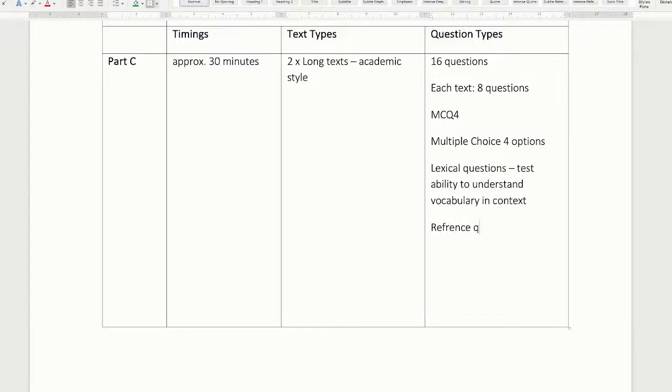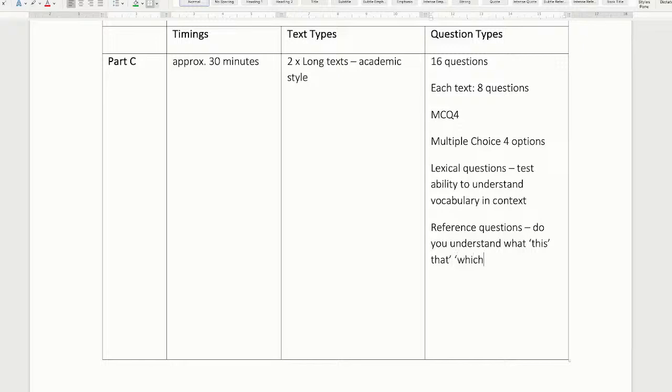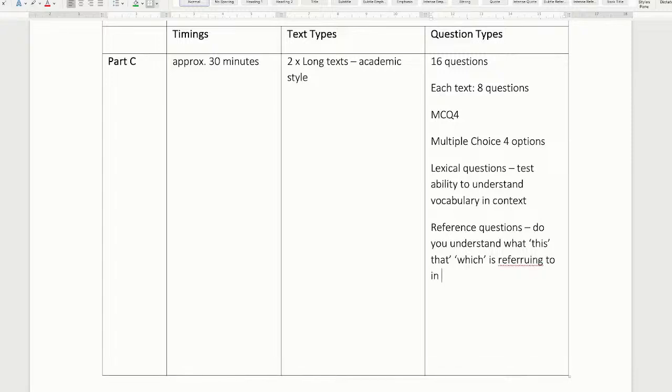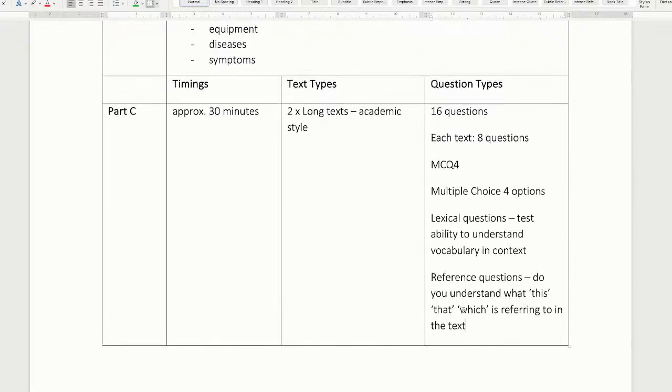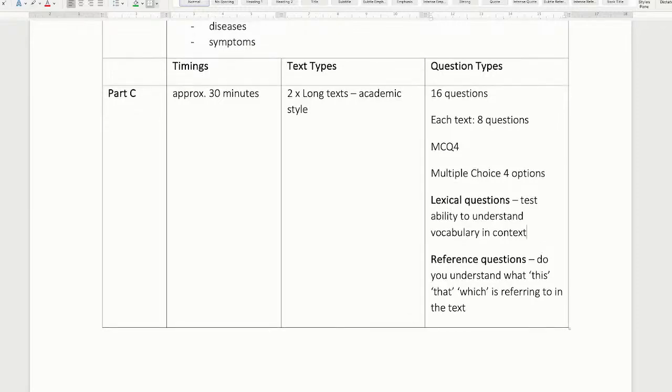And we've got reference questions. The idea of this is that it's asking you, do you understand what this or that or which is referring to in the text? It's quite tricky to do that. And I think it's really important that you learn to analyze your answers when you get things wrong, when you do your mock test. Make sure that you go back and look at the questions that you got wrong and see why you got them wrong. I do think that this is one part of the exam where you really benefit from talking to a specialist or an expert in OET. It's a very good idea to do that.